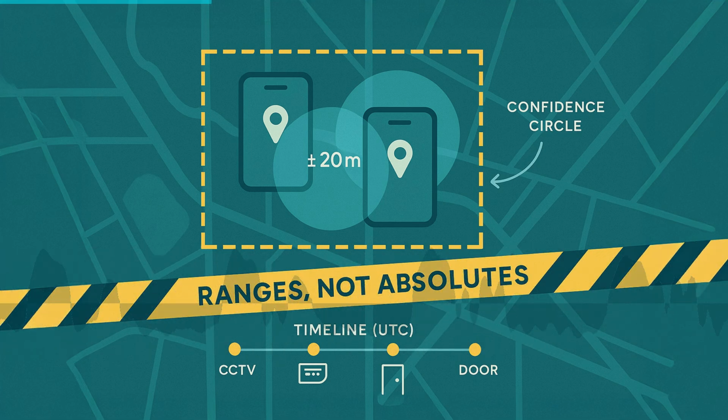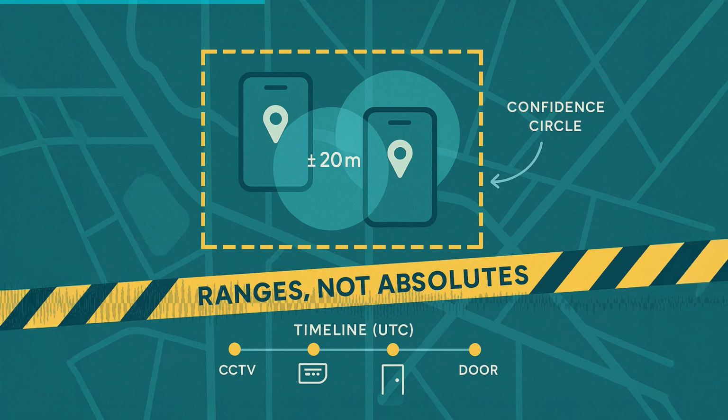Urban canyons reflect signals and place dots where no human could stand. Build timelines with ranges, not absolutes. Convert all timestamps to a single standard, UTC, and record the original zone. Note the source for each point, GPS, Wi-Fi, cell. Where confidence radii are known, draw them or state them. Plus or minus 20 meters at 68% confidence. Align device points with independent anchors. CCTV timestamps, toll tags, door logs, transaction times, or vehicle telematics. Prefer convergence of multiple sources over reliance on a single app's trace.